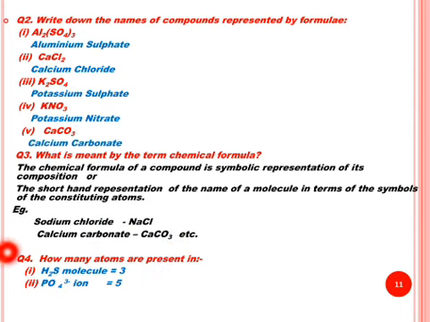Now see one more question. Question number 4. How many atoms are present in an H2S molecule? So calculate. 2 hydrogen, 1 sulfur forms the H2S molecule. So total number of atoms in H2S: 2 hydrogen atoms, 1 sulfur atom. Total number of atoms is 3. Now calculate the total number of atoms in the PO4 3- ion. We have already discussed this in the previous slide. PO4 consists of 1 phosphorus atom and 4 oxygen atoms. So total number of atoms in PO4 3- is 5.